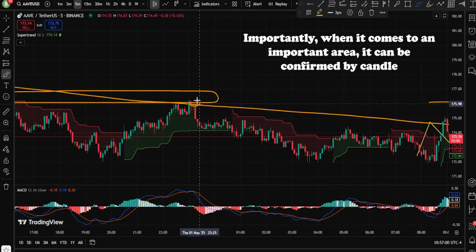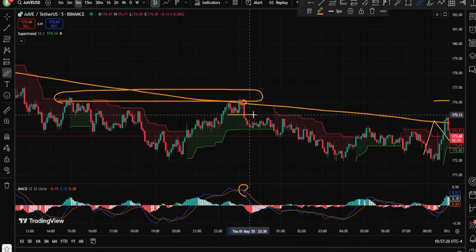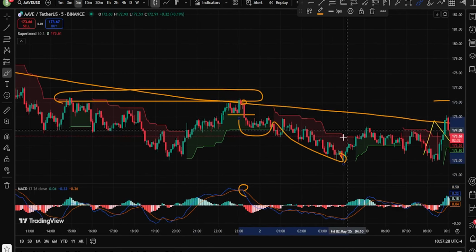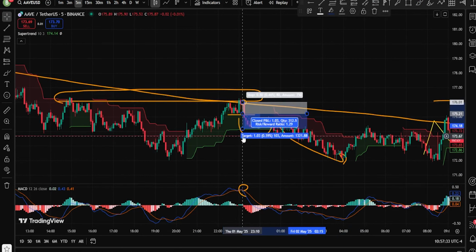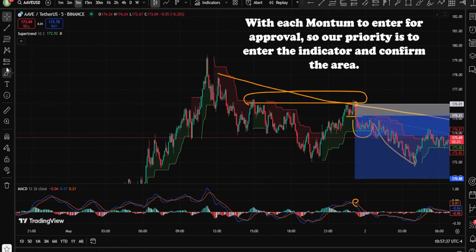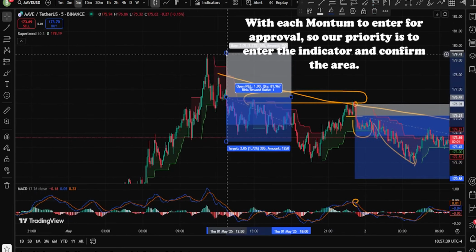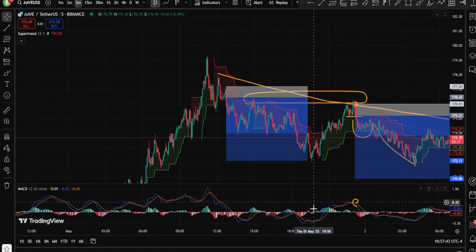3. The histogram represents the difference between the MACD line and the signal line. It provides visual cues about the strength of the trend, with positive values indicating bullish momentum and negative values indicating bearish momentum. How MACD generates trading signals. Traders interpret MACD signals through several methods.